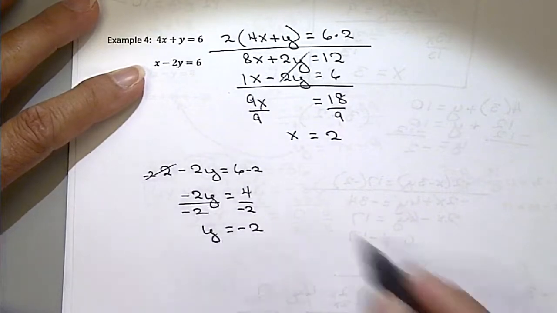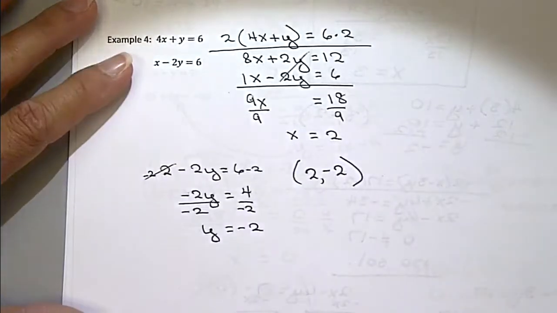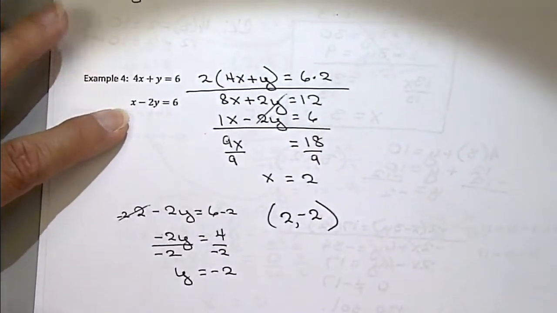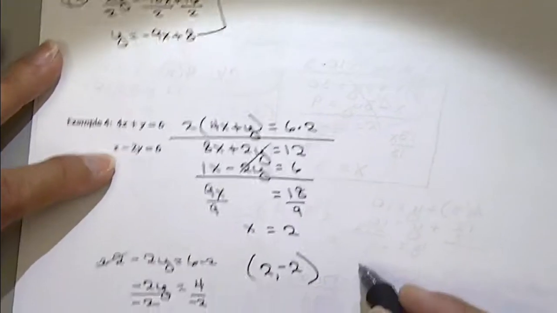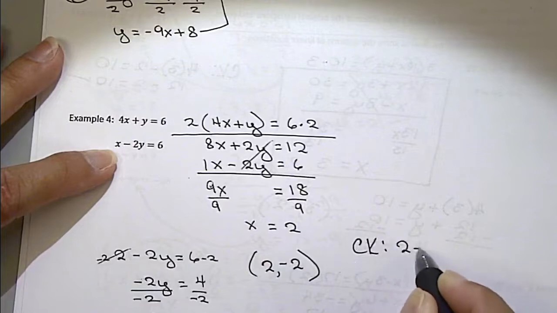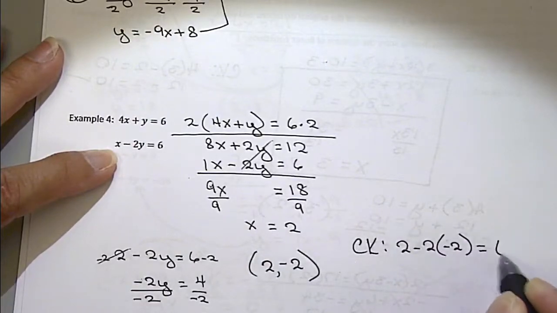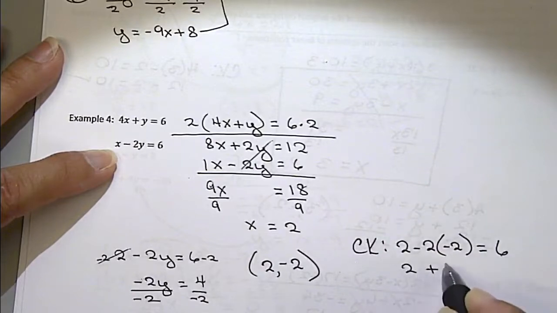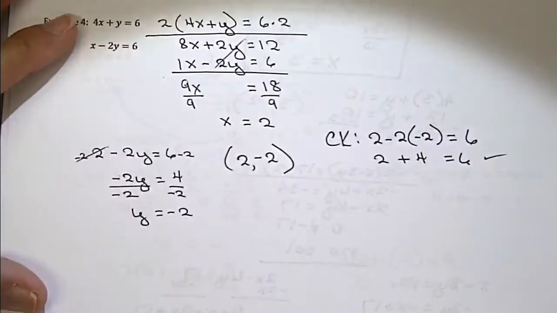Is that what you got? So the point came out to be 2, negative 2. Okay, so you plug it back into one of these equations. Doesn't really matter, does it? What if we did the second one? We'll say, this is my check. I'm going to say 2 minus 2 times a negative 2 is equal to 6, and that would be 2 plus 4 is equal to 6, and at that point I can say, yep, it worked.